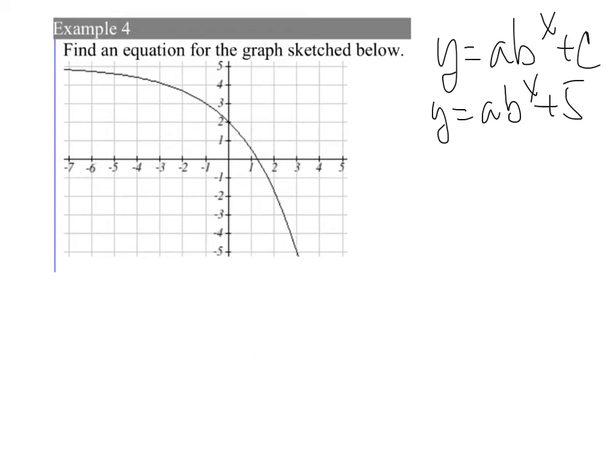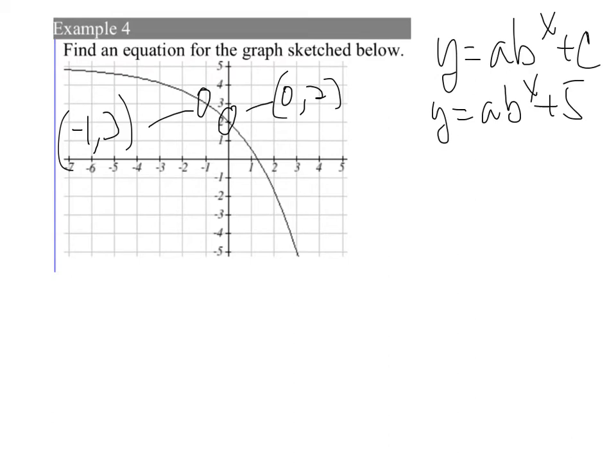Let's see, some other things I'm seeing. I'm seeing this point 0, 2. That's nice. I'm also seeing this point here, -1, 3. And I could probably find some others, but I think this will do it for me. I think this is enough, and we can check.